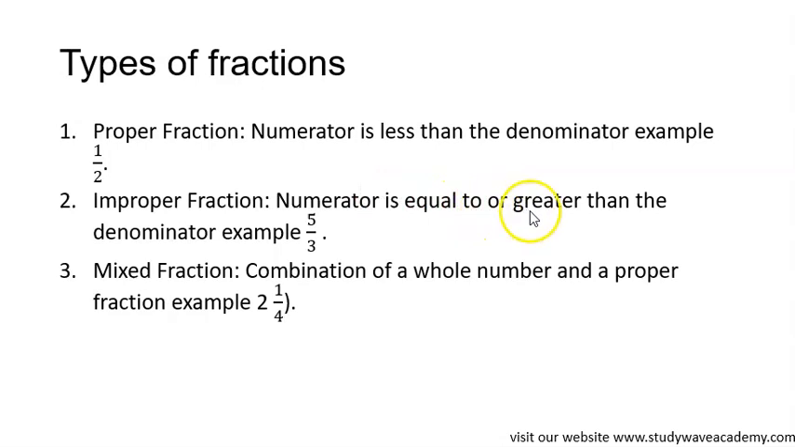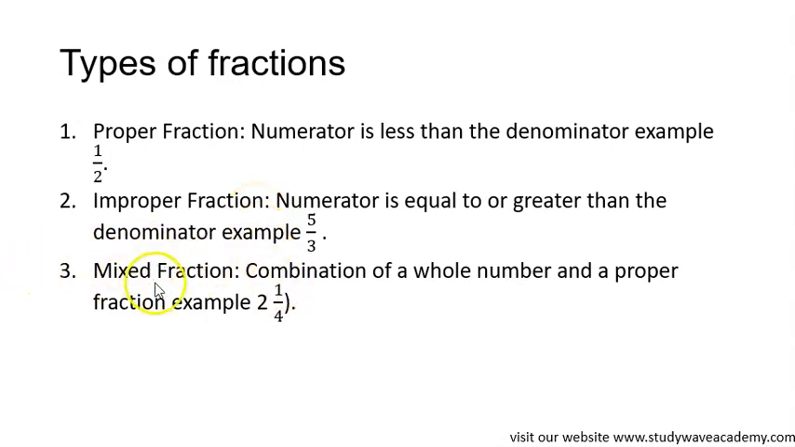The numerator is equal to or greater than the denominator. For example, 5 over 3. In the improper fraction, the numerator, the upper number, is equal to or greater than the denominator, 5 over 3. So this is an improper fraction because the numerator, the up number, is greater than the denominator, okay? This is 5/3. So the numerator, which is 5, is greater than the denominator, which is 3. You know 5 is greater than 3, right? So this is an improper fraction, okay?